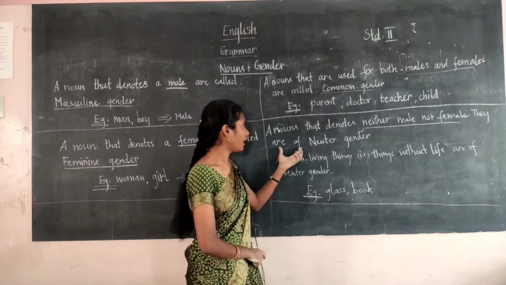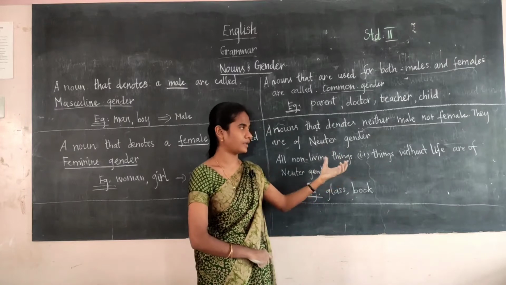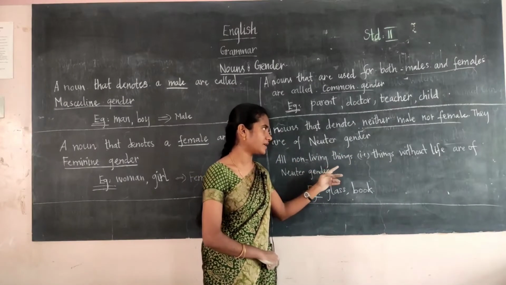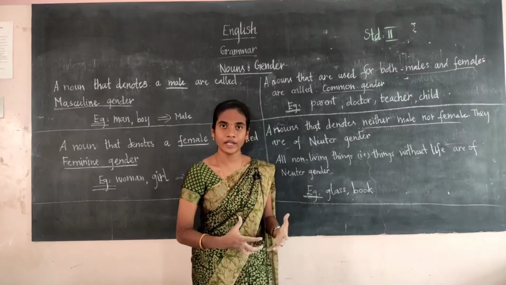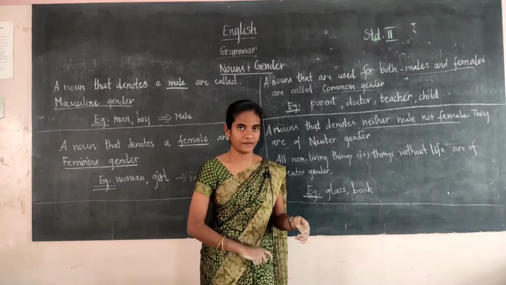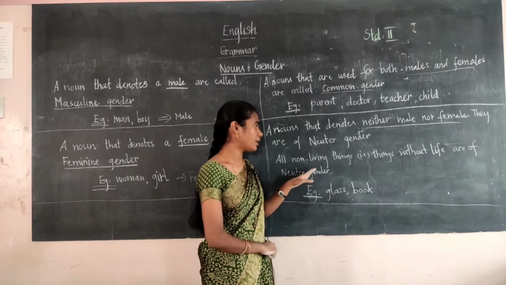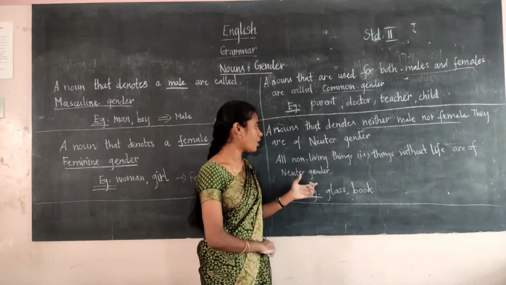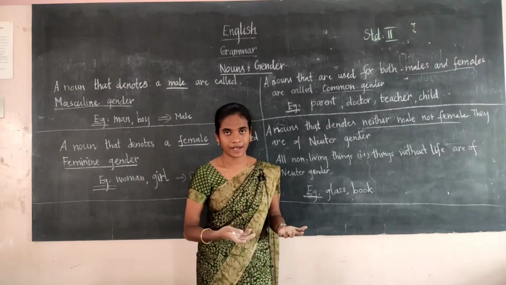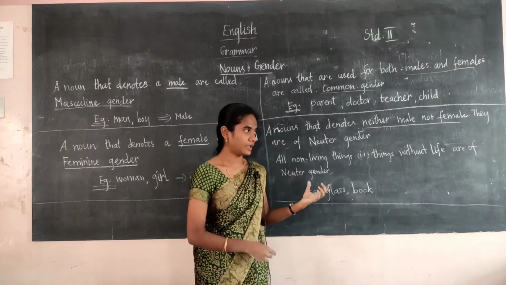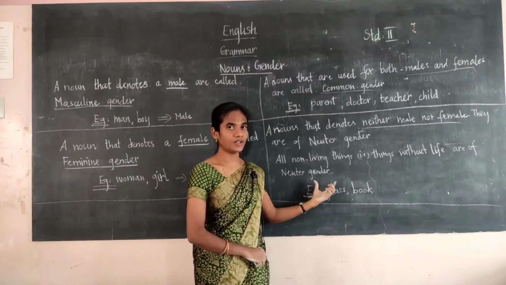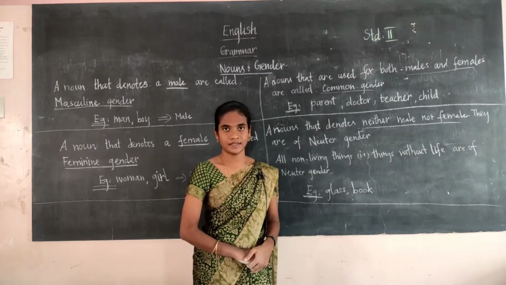They are of neuter gender. All non-living things, that is things without life, are of the neuter gender. What are the non-living things? Things without life are known as the non-living things. So non-living things are the neuter gender.